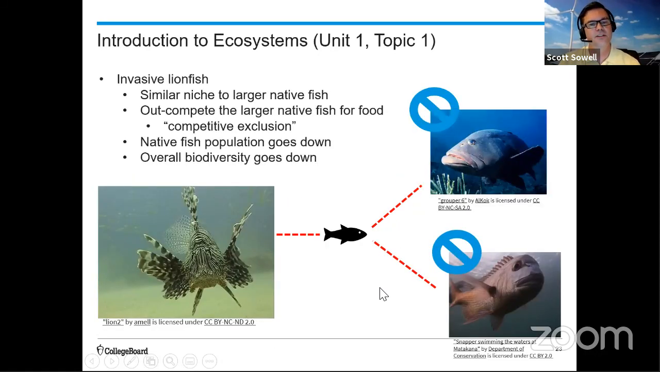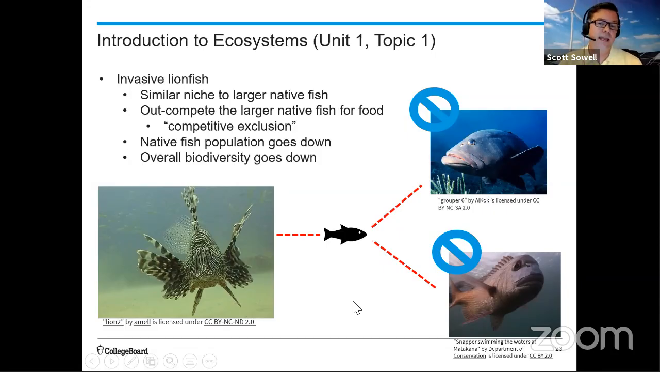But in this situation, the lionfish has just been introduced into this environment very quickly, and it's become an invasive species. And so it outcompetes these native fish for food. That's called competitive exclusion. The competition, it's winning the game and it's excluding these members that were there before it. So the native population of the fish goes down and the overall biodiversity goes down.